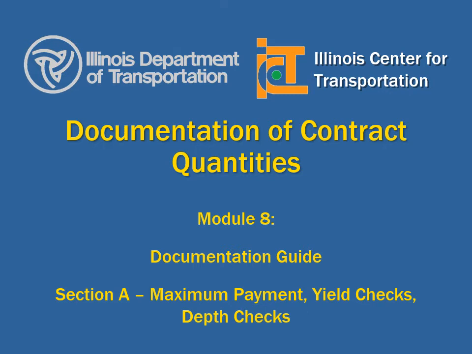Welcome to Module 8 of the Documentation of Contract Quantities class. We are in the Documentation Guide, Section A, reviewing our general requirements, and in this module we will present maximum payment, yield checks, and depth checks.